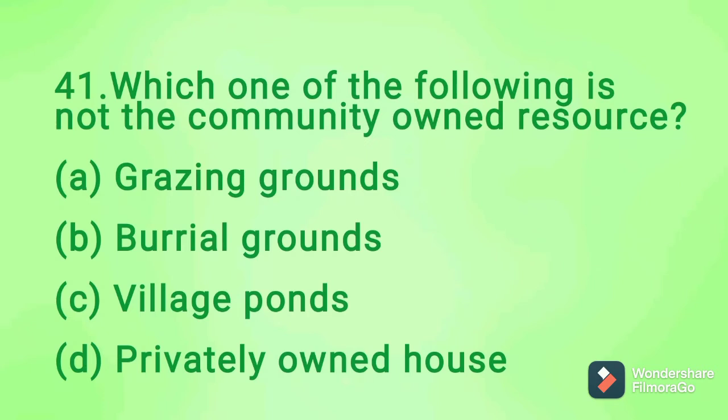Question number 41. Which one of the following is not the community owned resource? Option A, grazing grounds. Option B, burial grounds. Option C, village ponds. Option D, privately owned house.